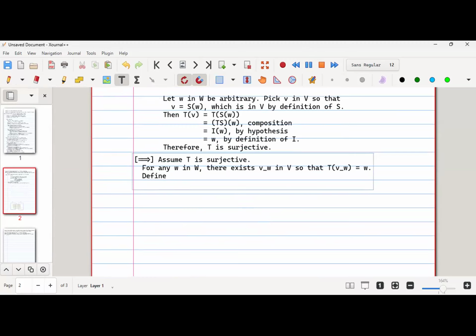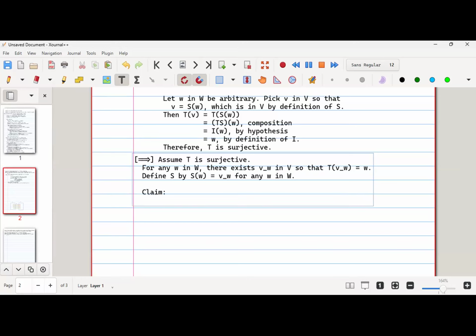So let's define S by SW is equal to V of W for any W in W. This is well-defined because T is surjective, right? Because we were just getting this from the fact that T is surjective.